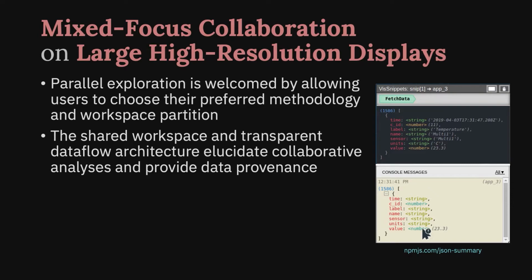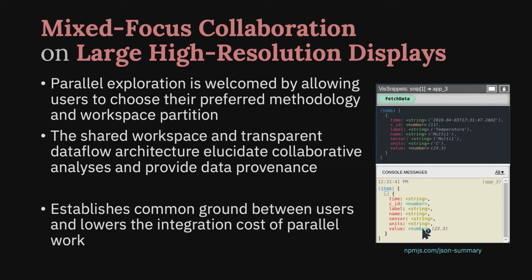Our open source utility to summarize data artifacts, seen in action on the right, distills their structure and data types to aid in establishing a common interface between snippets written by separate users. The branching data pipeline structure and data summarization utility are each designed to reduce the cost to integrate parallel work.